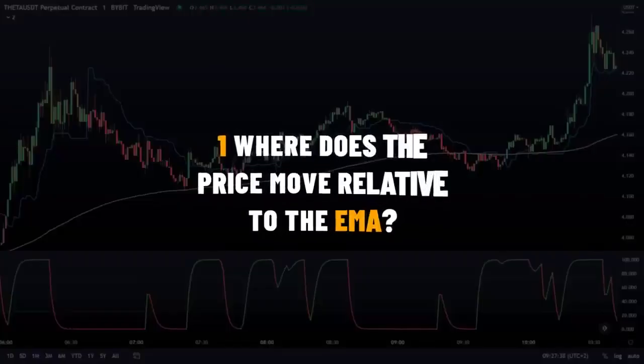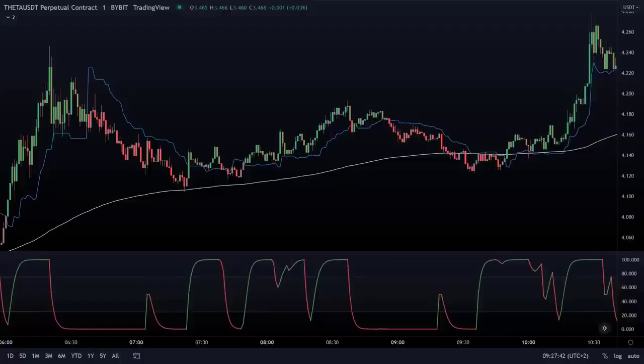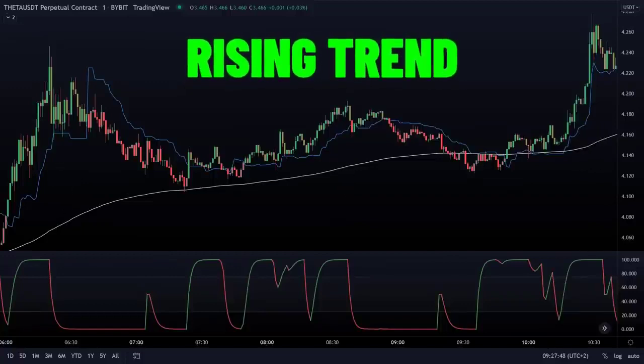Rule 1. We want to know where the price is moving relative to the EMA. Here on the price we can clearly see that the price is moving above the EMA. So we can speak of a rising trend. We always open only buy positions in a rising trend.